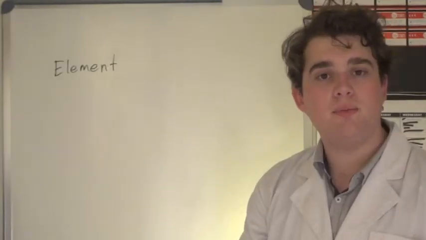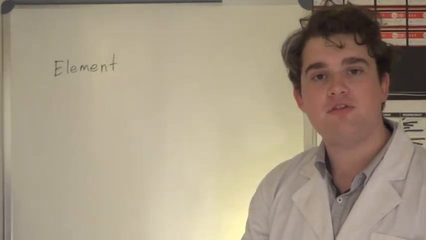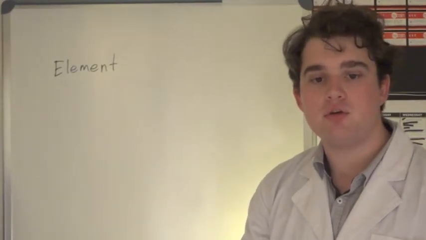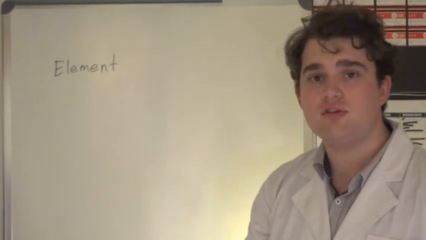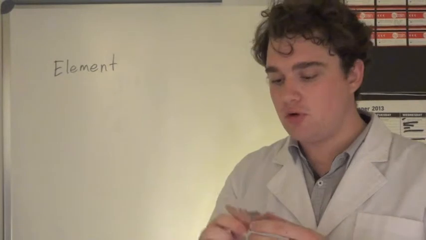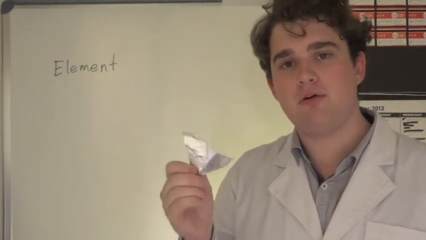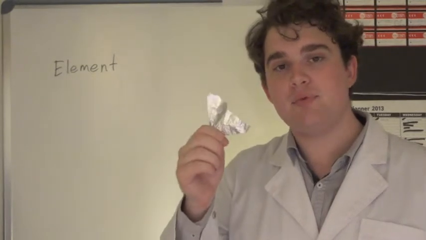Well, an element is a substance made entirely out of the same type of atoms. They all have the same number of protons in their nucleus. Different number of protons, different element. This is aluminium. You may recognise it as alfoil. There are only aluminium atoms in this piece of alfoil. Therefore, this is an example of an element.